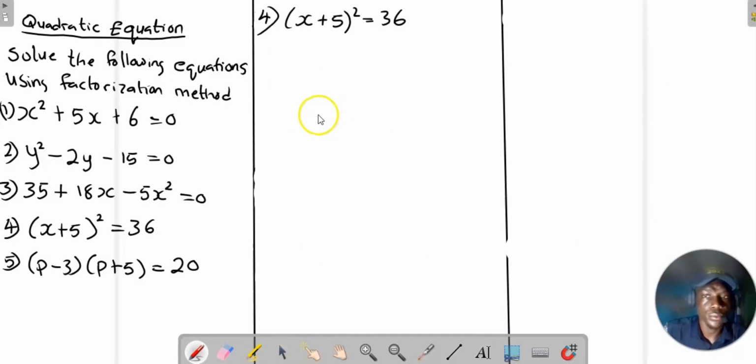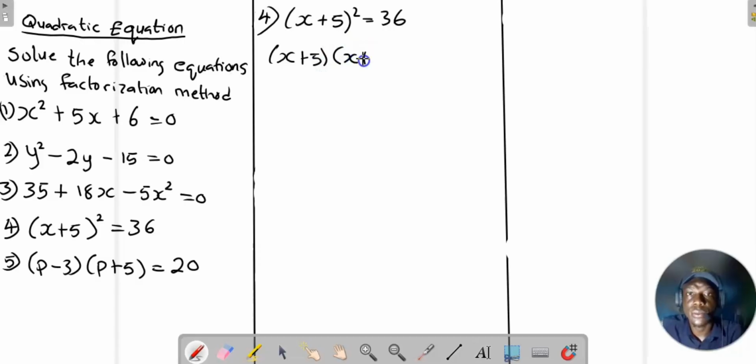Question number 4. This one is a little bit different, but it's very simple. Now here's what you are going to do. You have x plus 5 raised to power 2 is equal to 36. x plus 5 squared is the same as x plus 5 times x plus 5, right? This is equal to 36.